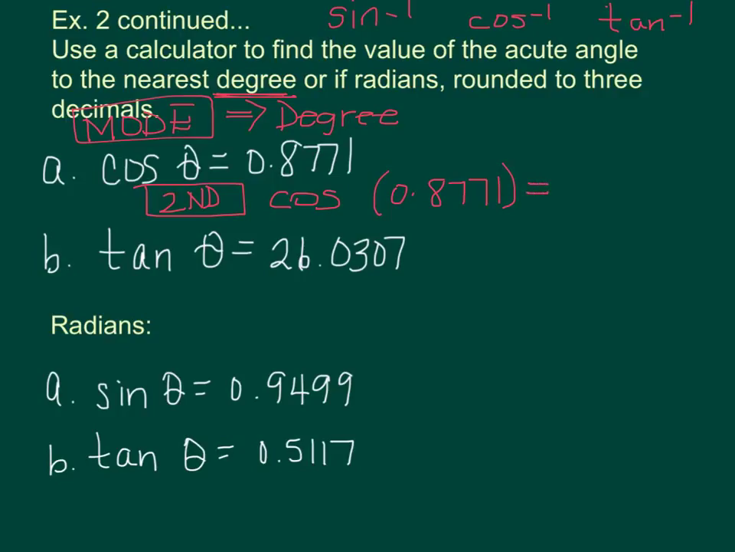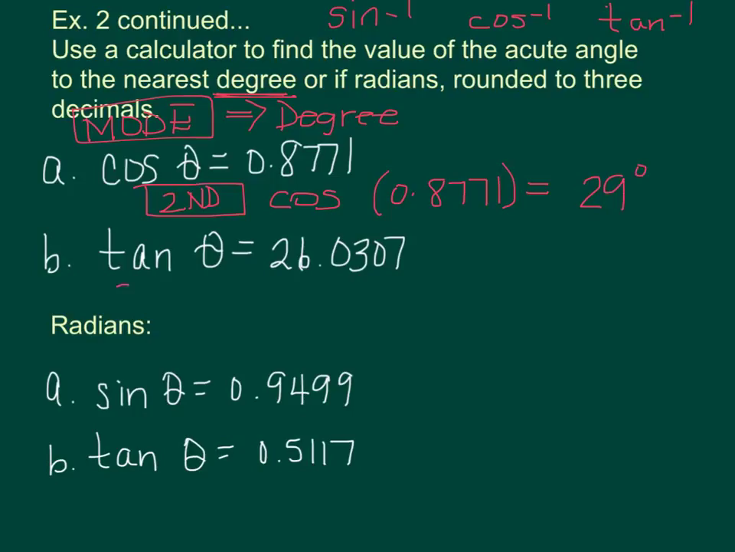And they want degrees rounded to the whole number. So when you type that in, and make sure you're in degree mode, that's going to give you what the angle is. So I'm going to type in cosine inverse 0.8771. And that will be approximately 29 degrees.